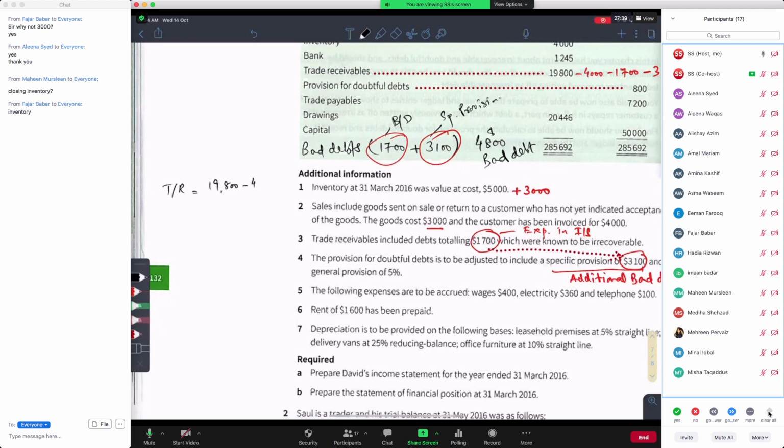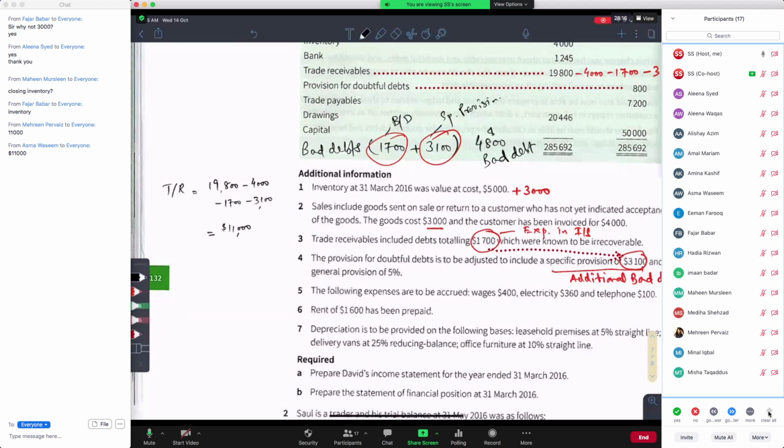Then they are subtracted $4,000 for goods sent on a sale or return basis, which was wrongly included there. Then there was an irrecoverable debt of $1,700, and then there was a specific provision, which will be treated exactly the same way as a normal bad debt. So that is going to give us the correct value of the trade receivables. How much is that? Thank you, Mary. $11,000. Thank you, Asma. $11,000 is the correct value of the trade receivables.